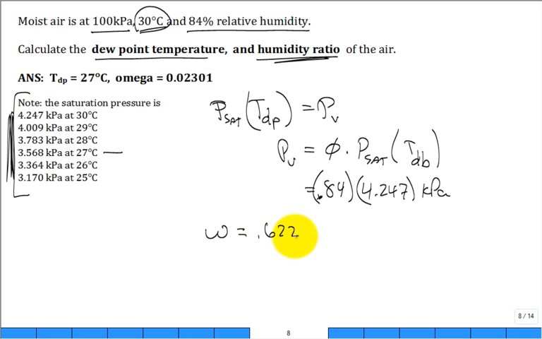All right, so then what is the humidity ratio? 0.622 times the partial pressure of vapor divided by total pressure minus the partial pressure of vapor, to get the dry air pressure. And that'll come in at 0.023, sorry. This is a leader for the next page for another problem. Do we understand those two values?